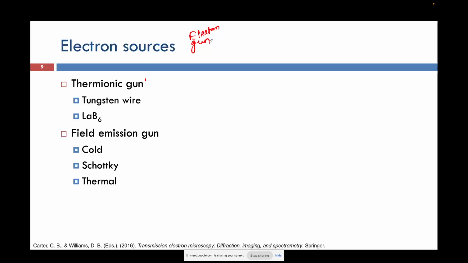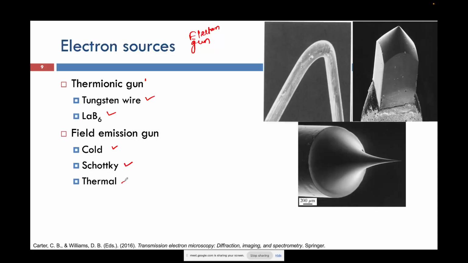Two types of electron guns are there. One is the thermionic gun, another one is the field emission gun. In the thermionic gun there are two different types of materials: one is tungsten wire, another one is LaB6, which is called lanthanum hexaboride. And in the field emission gun there are three types of guns: one is the cold field emission gun, another one is the Schottky field emission gun, and the third one is the thermal field emission gun. So there are different types. This is a tungsten thermionic gun, this is a LaB6, and this is a cold field.